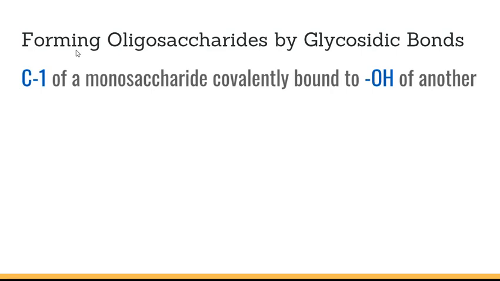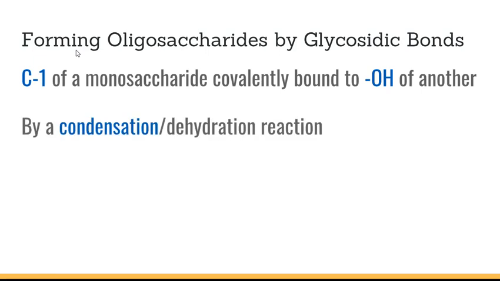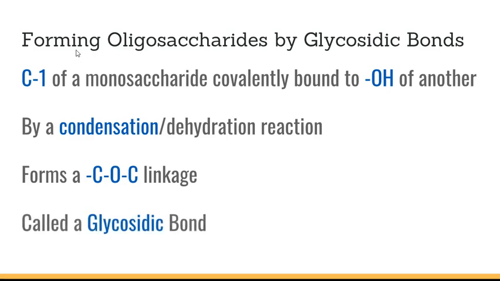Oligosaccharides are made from monosaccharides bound to one another. Specifically, it's usually the C1 of the monosaccharide covalently bound to a hydroxyl group of another. Each bond is made by condensation or dehydration reaction. It forms a carbon-oxygen-carbon linkage and is properly called a glycosidic bond. Again, the type of bond between monosaccharides is a glycosidic bond.